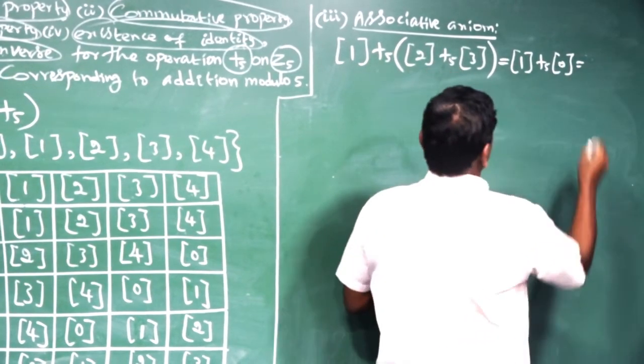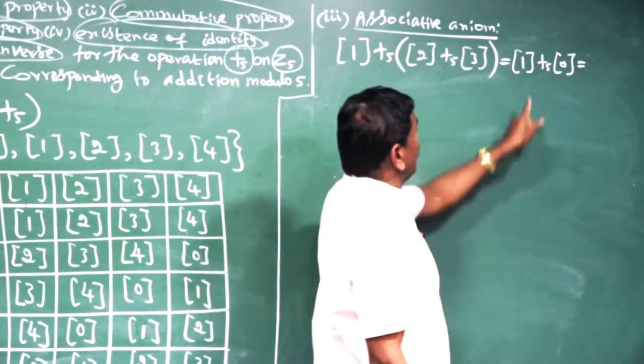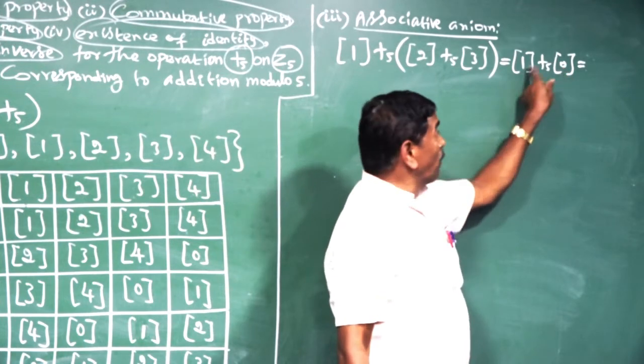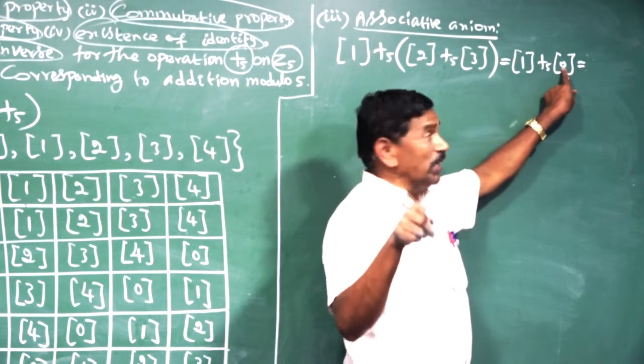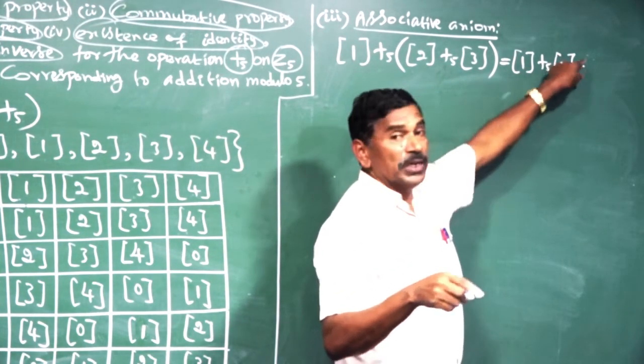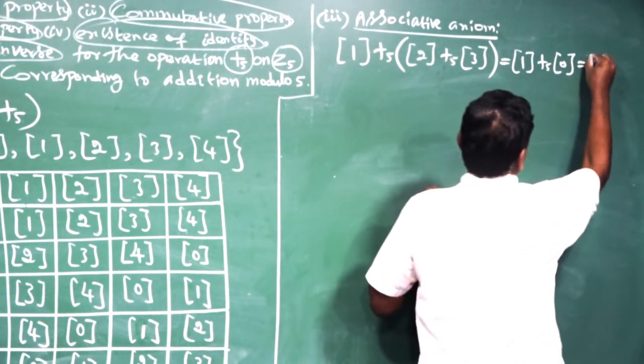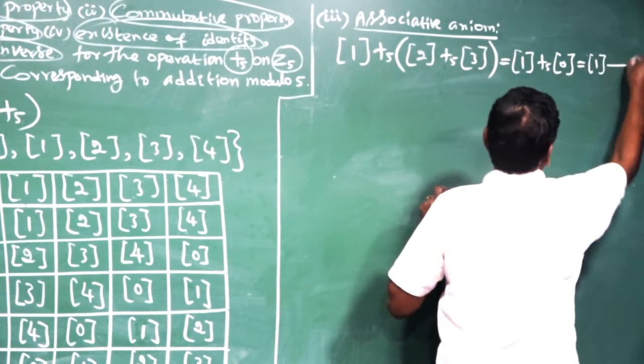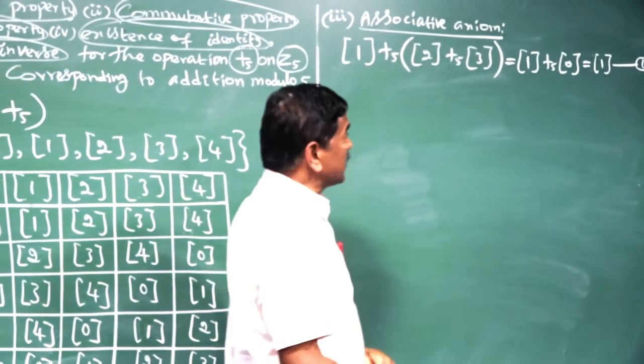Which is equal to now 1 plus 0. 1 plus 0 equals 1. 1 is less than 5, therefore it is itself the answer. So your answer is 1. Let it be the first equation.